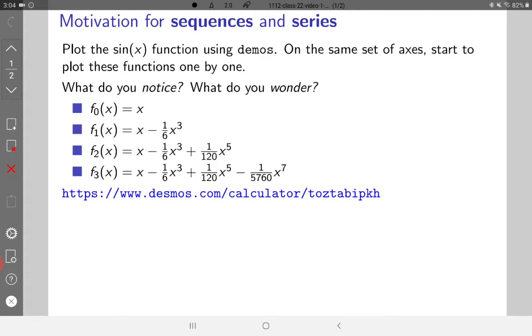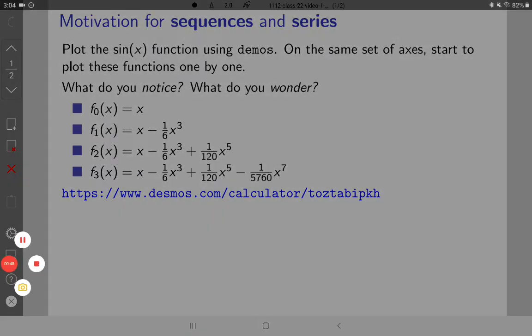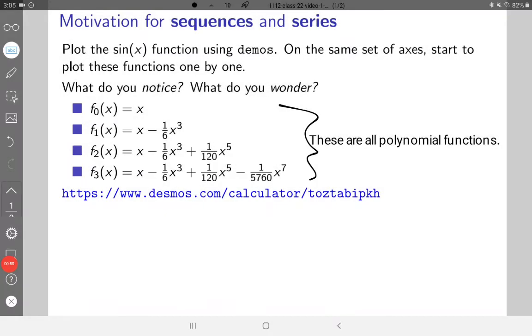So on the first slide here, I'm recommending that you plot the sine function on the Desmos app, and on the same set of axes, start to plot these polynomial functions that I've listed down below. In case you hadn't noticed, these are all polynomial functions. You'll notice the first one is a linear function. The second one is a cubic function. The next one's a fifth power, or you could call it a quintic function.